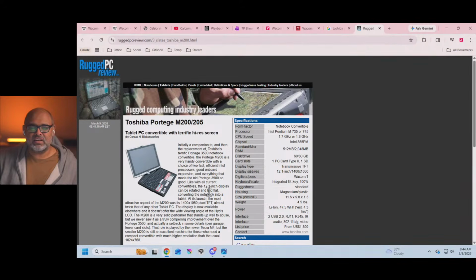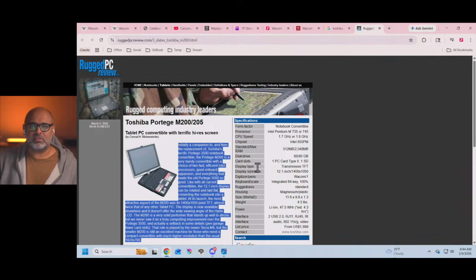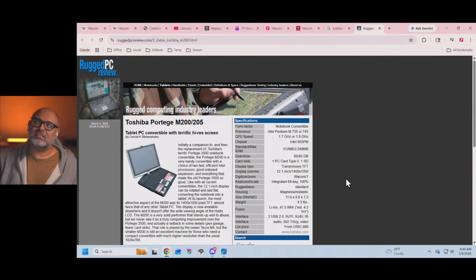And I believe it had an EMR pen. I think it had a Wacom. Yeah, digitizer pen, Wacom. I definitely remember this. I wonder what happened to it. Because I'd love to try to use it again, honestly. Last time I checked, it was running Windows XP.